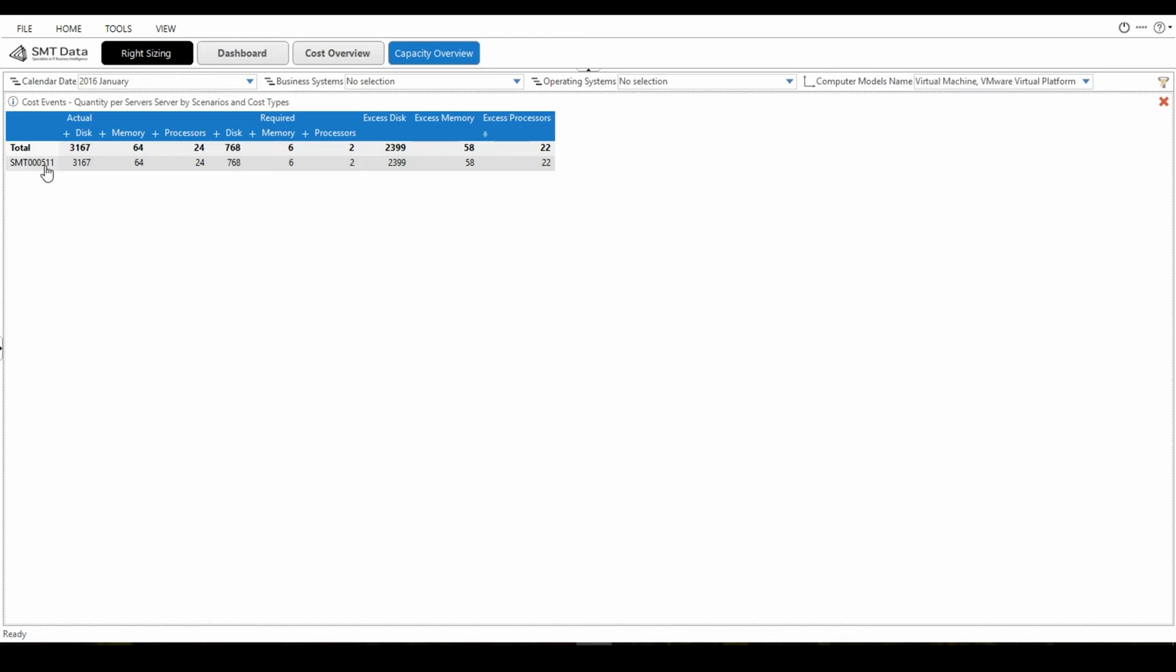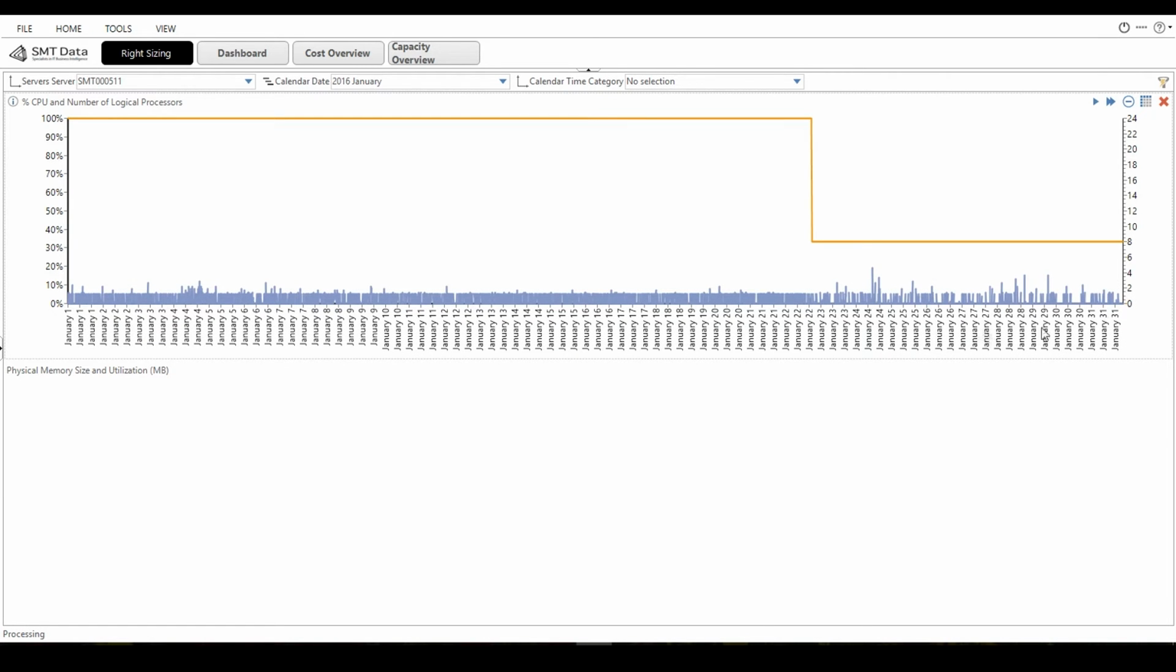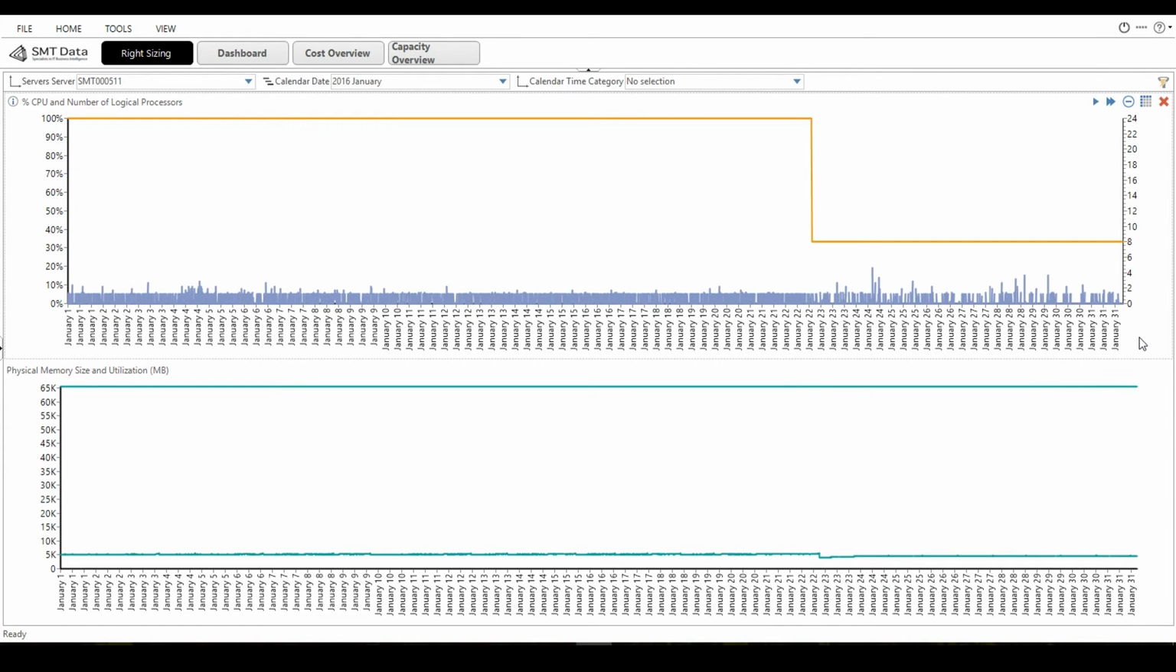But let's drill down even further to really understand what's going on this server. And what we see here is the month of January. Beginning of the month, as we saw, there's 24 cores on this server. Usage is down around 5%, very stable usage there, which is our basis for evaluating this server could be right-sized.